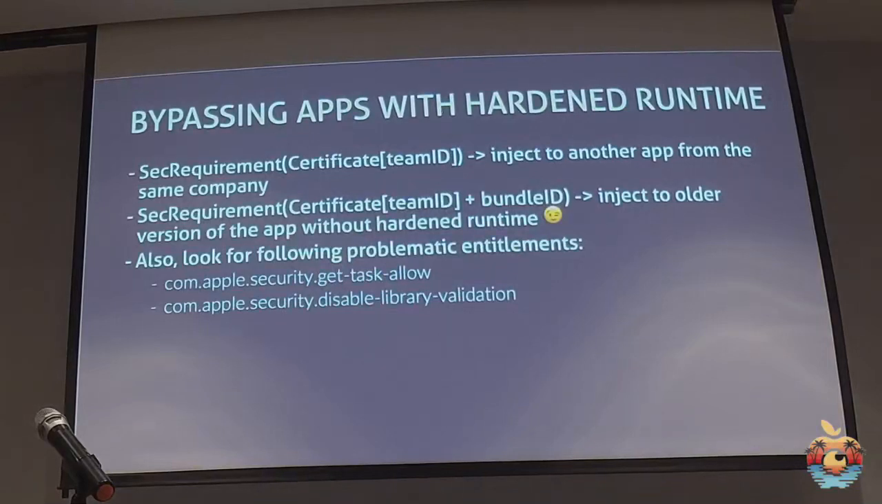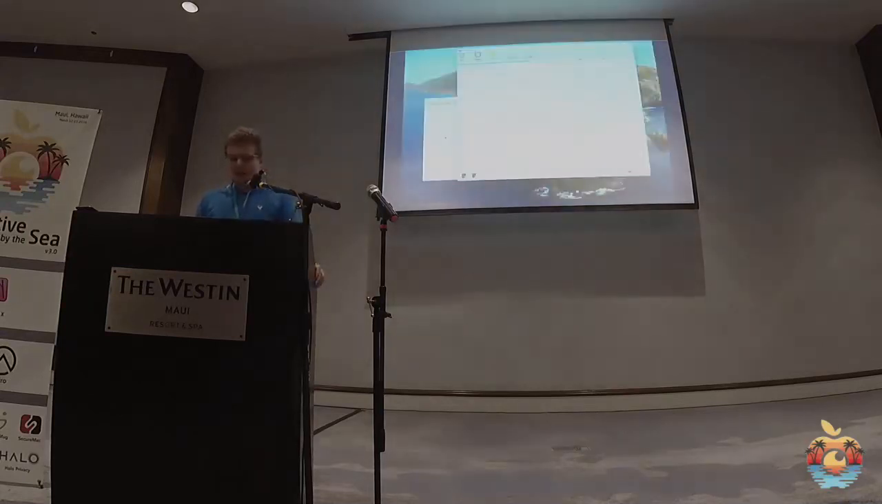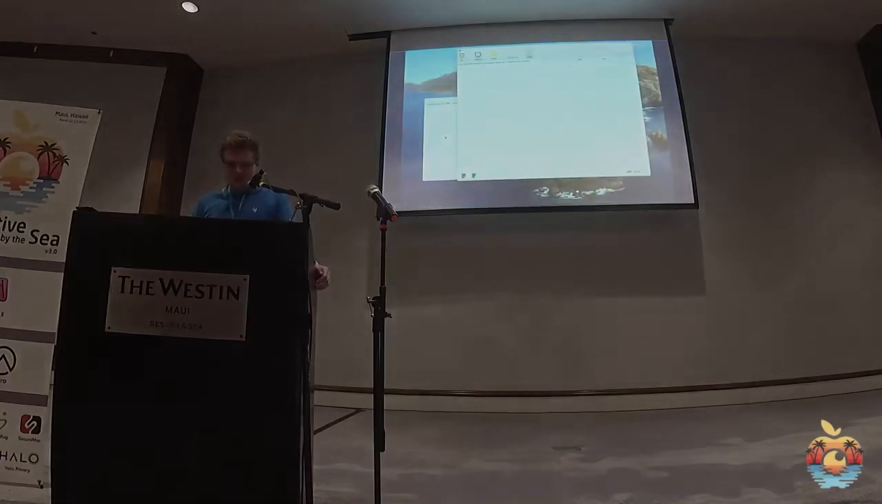And also you can look for problematic entitlements, for example, get-task-allow or disable-library-validation. So even if you turn the hardened runtime on, if disable-library-validation is set to true, you will still be able to load an unsigned dylib into the process. And here is the proof of concept of exploitation of Lulu.